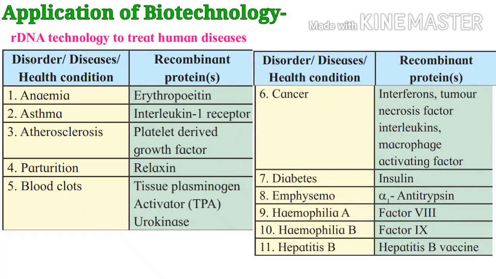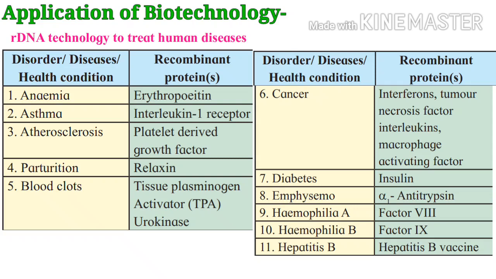There is another disease, that is cancer. For cancer, interferon, tumor necrosis factor, interleukin, and macrophage activator factor are developed by recombinant DNA technology, and all of these are proteins used for treating cancer. Another condition is diabetes. We are all familiar with diabetes. Diabetes is caused when the sugar level increases in the blood. This condition can be treated by the protein insulin, and insulin can also be developed by using recombinant DNA technology.